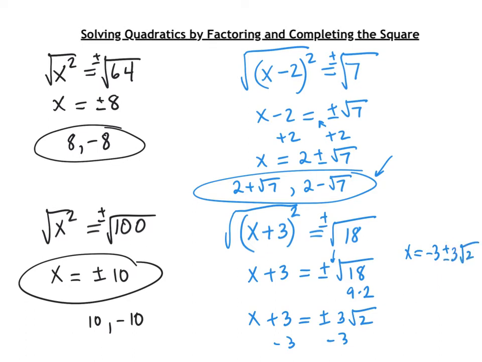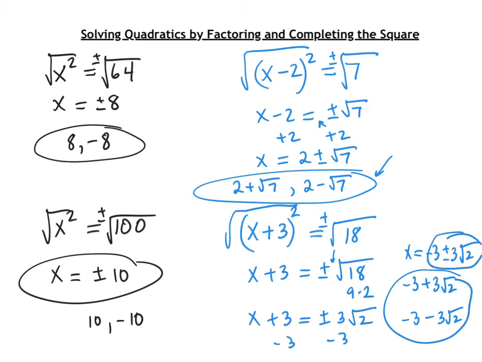Again, we could list those answers out separately. One of them would be negative 3 plus 3 root 2, and the other answer would be negative 3 minus 3 root 2. And these and this are the same answer.